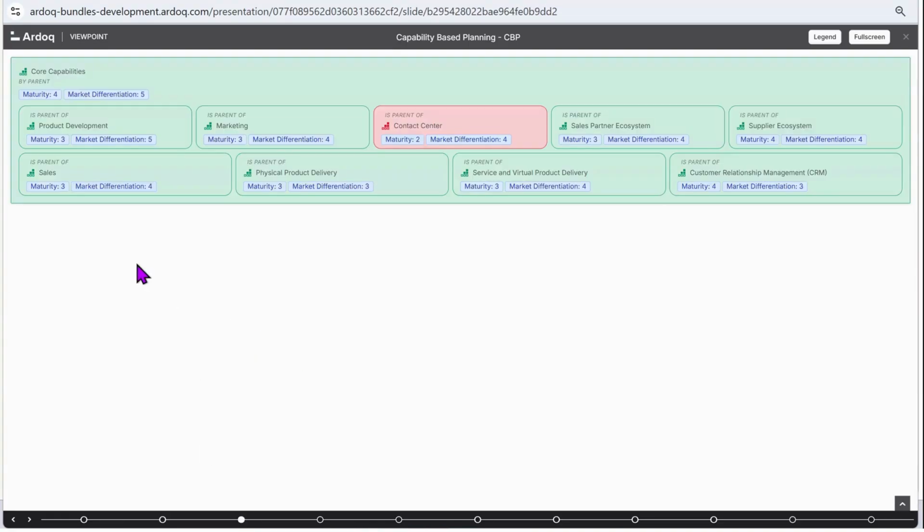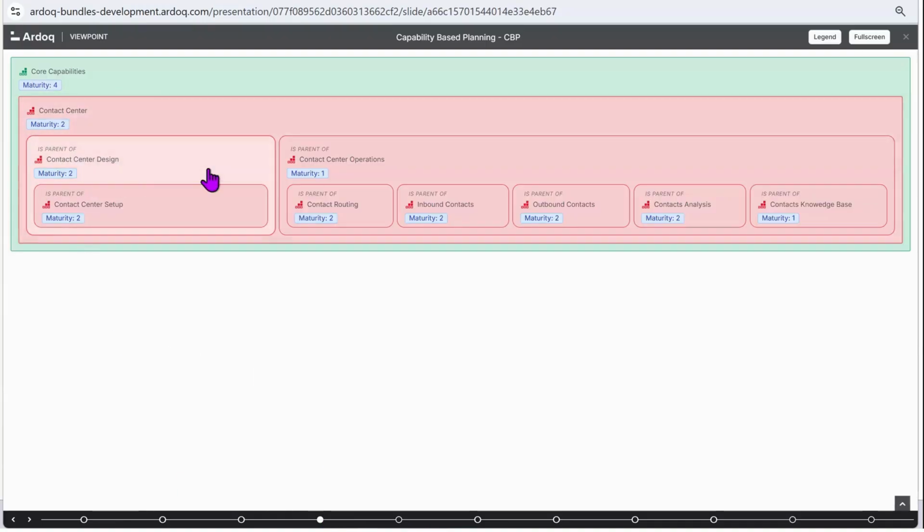In this case, we're going to look at our core capabilities, and we see contact center. We've done a maturity assessment and a market differentiation assessment, and we find that the level of maturity for contact center is quite low, but the market differentiation is quite high, which would make this a target for assessment. We look at the sub capabilities within contact center, and we can see that they're all low maturity. And so we decide to do a capability assessment across all of the capabilities.